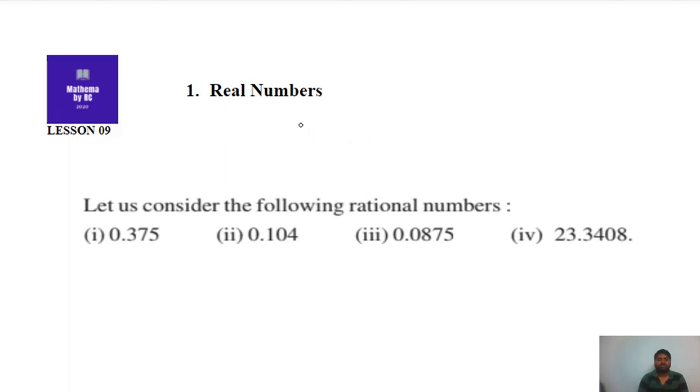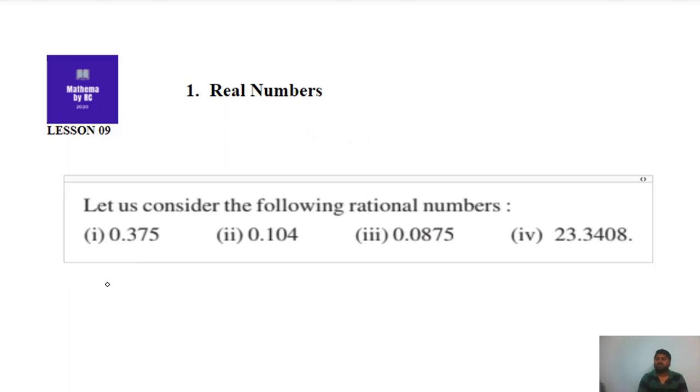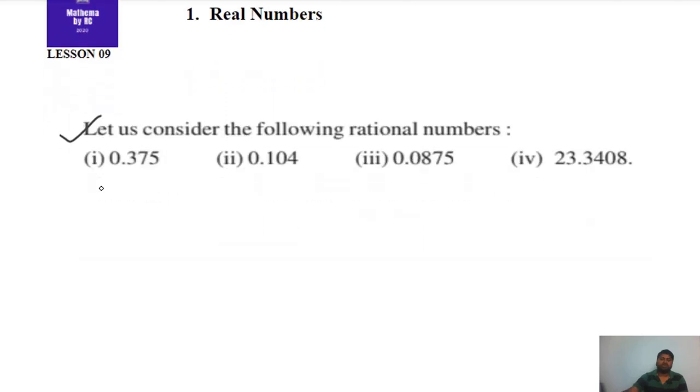In this class, we discuss two important theorems of rational and irrational numbers, that is, the relationship between decimal expansion and rational and irrational numbers. Let us consider some rational numbers in decimal expansion form. Then we take some numbers and simplify them in p by q form.